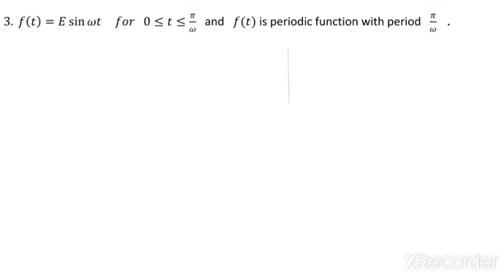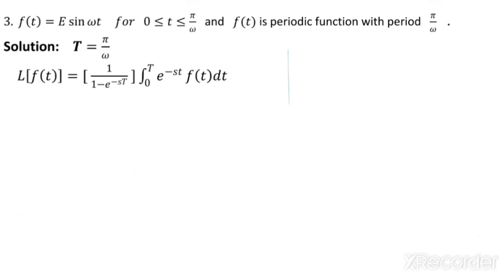So let us take one more. The last problem we have here is a continuous function. We have taken one continuous function, that is e sin omega t, defined in the interval 0 to pi by w, and obviously it is mentioned again that it is periodic with period pi by w. So T is pi by w. If I want the Laplace transform of a periodic function, use that formula again, substitute where f of t is e sin omega t and the limit is 0 to pi by w. So it is a definite integral from 0 to pi by w.